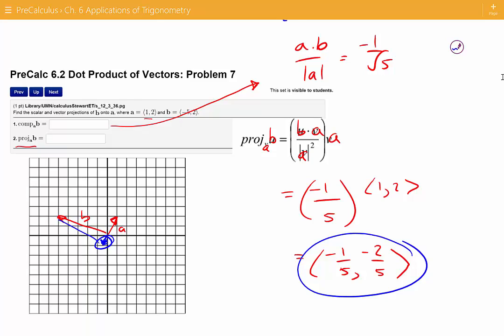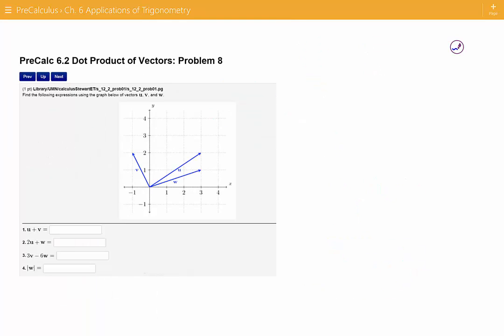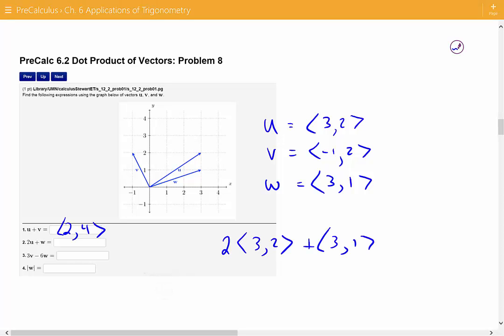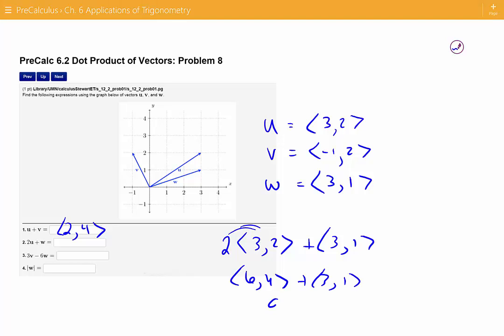Okay, this problem wants us to do some operations here. I would first write out what U, V, and W are from the graph. So here they are. Now when I add U and V, it's easier to do it this way. That gives me 2, 4. Now when I do 2U plus W, I like to write it out like this. Distribute 6, 4, plus 3, 1, and that gives me 9, 5.